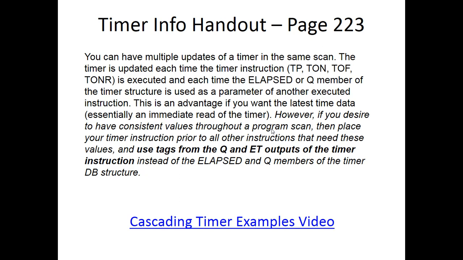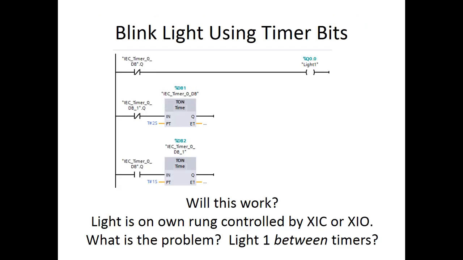And if we use counters and timers together, they're going to be resetting. Use tags instead. This cascading timer example video is a little bit long. I want you to watch it. Be sure you fully understand how this cascading timer works. So just to recap, here's the first one. I like this because the light's on its own rung. Do that. Put the light on its own rung and then turn something off or on.